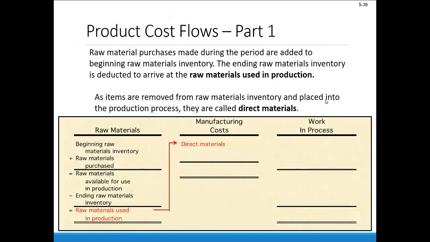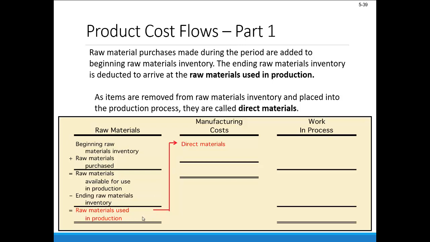Okay, so let's think about the flow of costs here and kind of extend what we talked about in the first video. So raw material purchases made during the period, as we talked about, are added to raw materials inventory. The ending raw materials inventory is then deducted, or could be deducted, to determine what were the raw materials used in production. So just sort of a basic inventory flow here. What we started with plus what we added to it, that was what was available for use, minus what we had left over at the end of the period must be what we used.